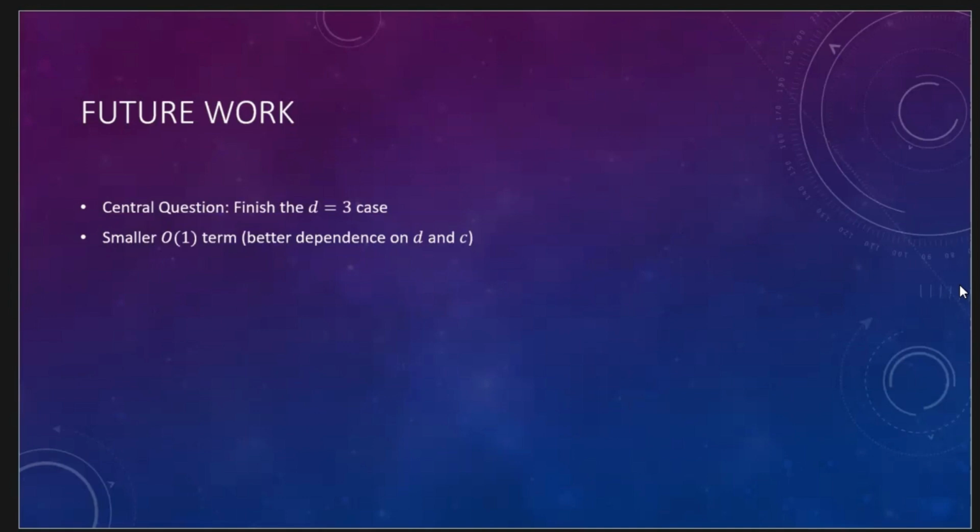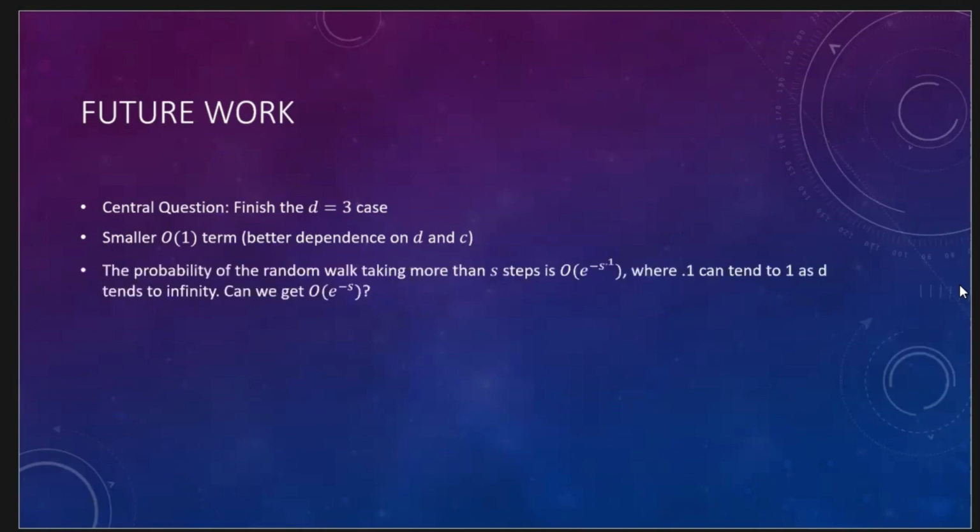And so this is what you're asking about, tail bounds, so not just the expectation. We say the probability of the random walk taking more than S steps currently declines like e to the minus S to the 0.1. But ideally, it'd be nice for it to decline exponentially. It actually tends towards declining exponentially as d tends to infinity. But it'd be nice to show actual exponential decline.